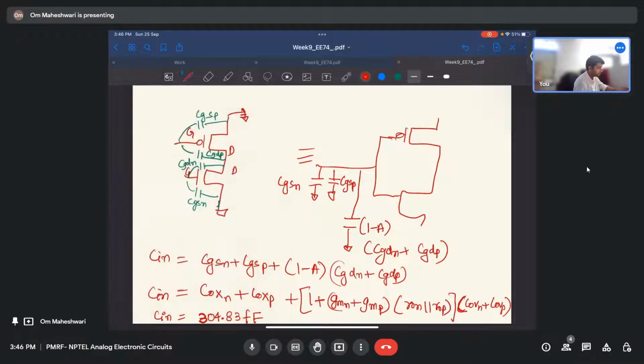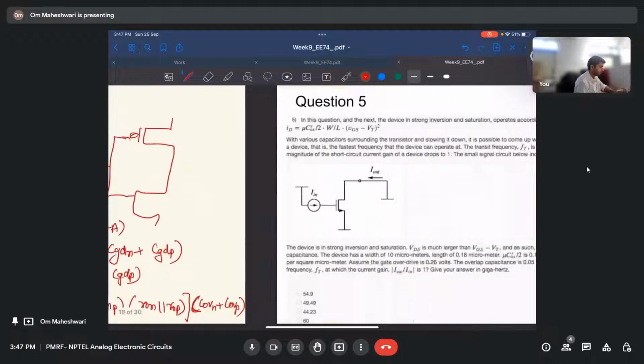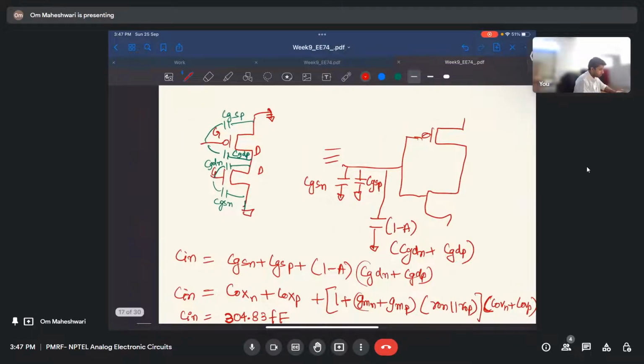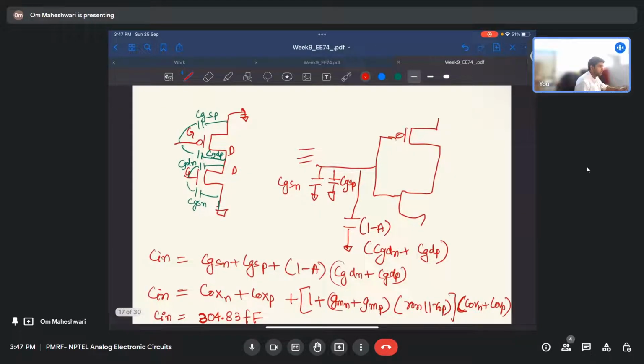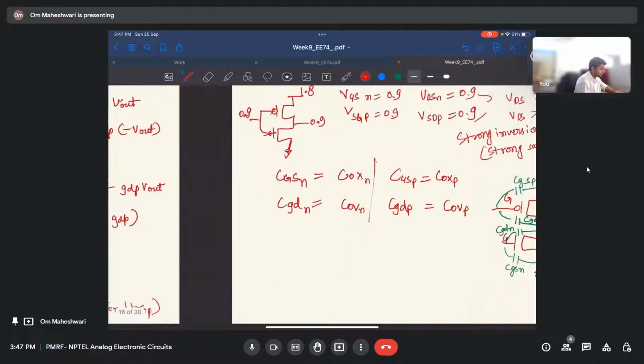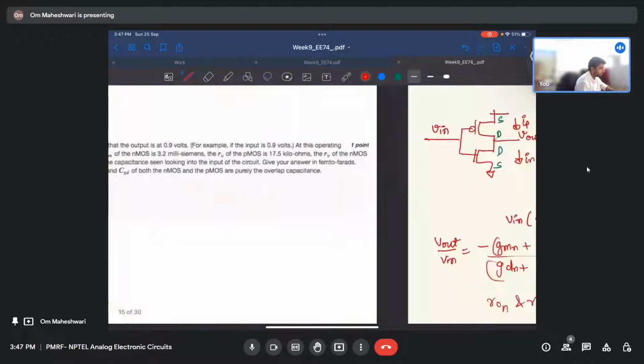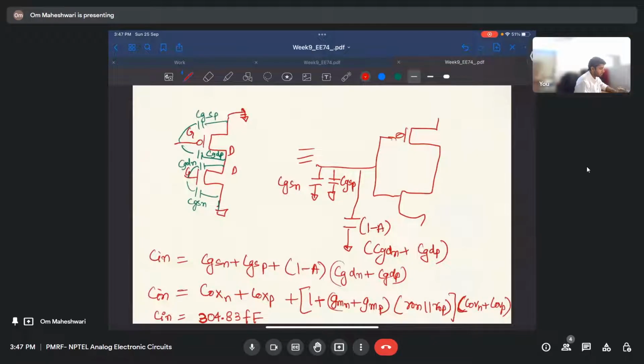Any doubts in this part? No, sir. Sir, is it required to use epsilon SiO2 anywhere? No, because I think all these values are already given. Okay. Sir, if in any of these problems it is required to use the permittivity of silicon, what is the typical value we need to consider?